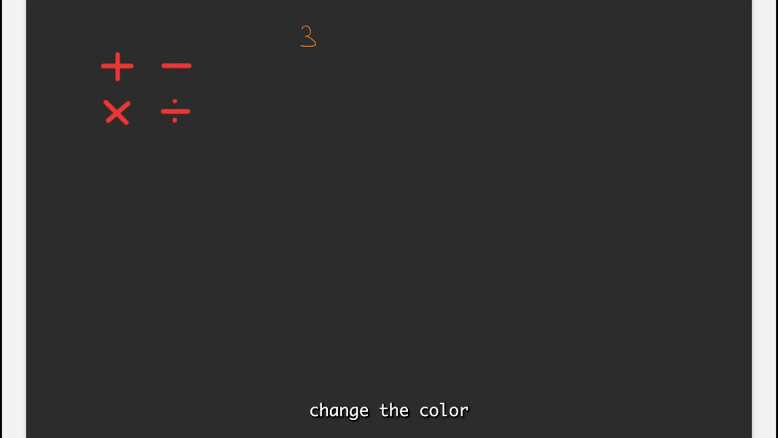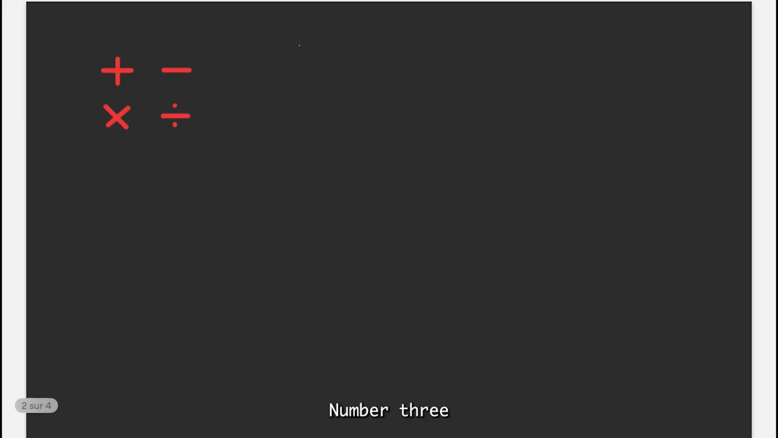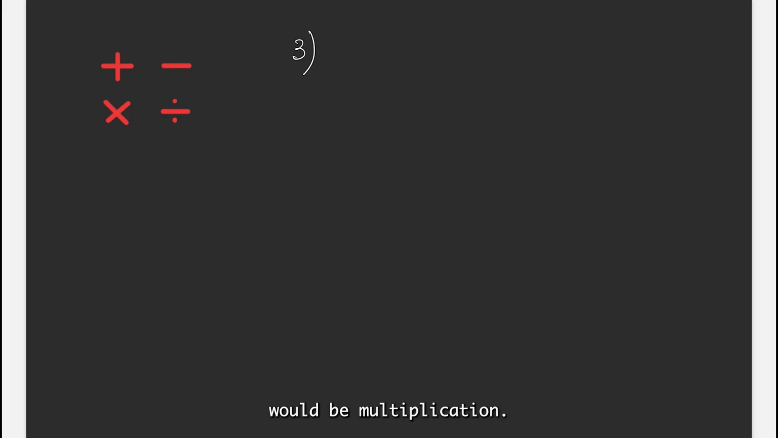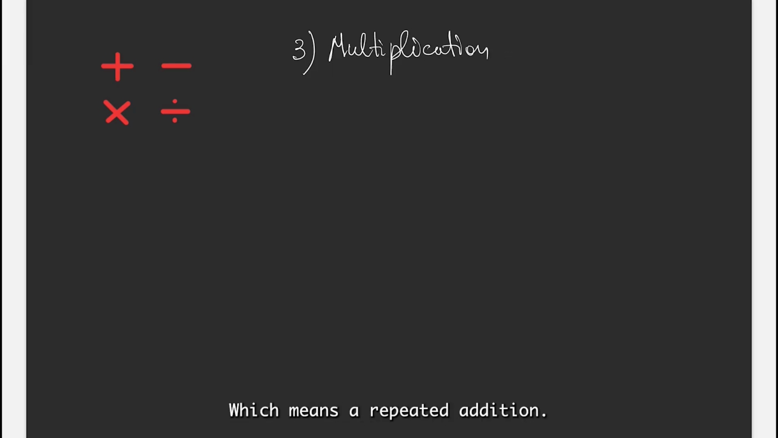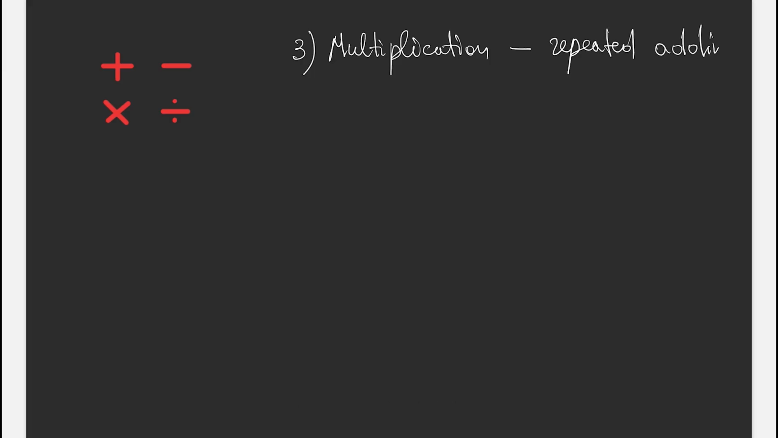Okay, the operation number 3 will be multiplication, which means a repeated addition. A repeated addition. And the sign in this one is like a cross. So what is multiplication?